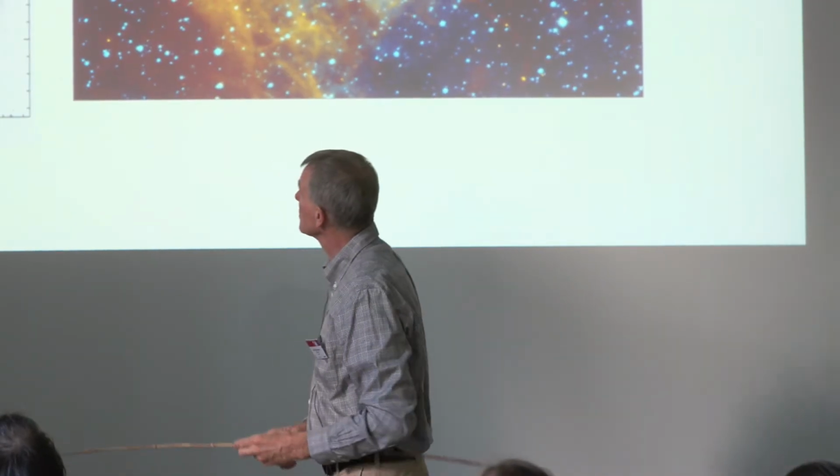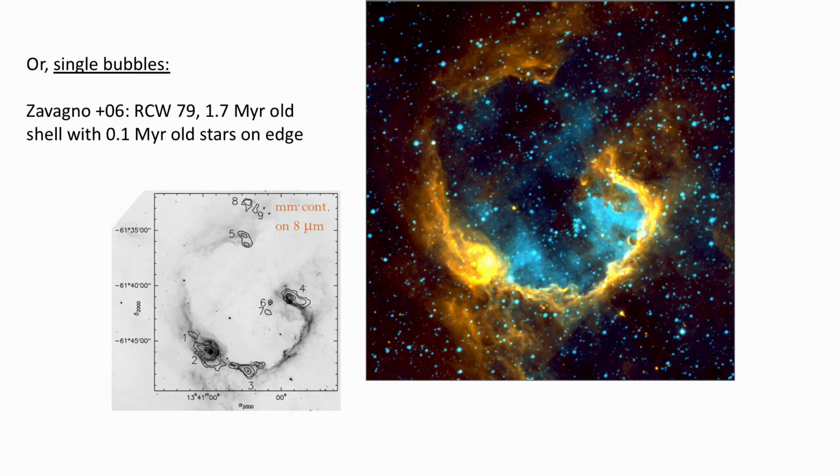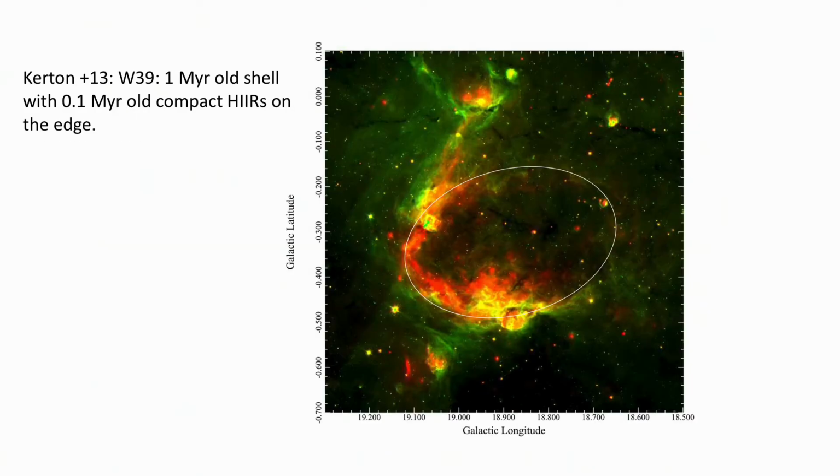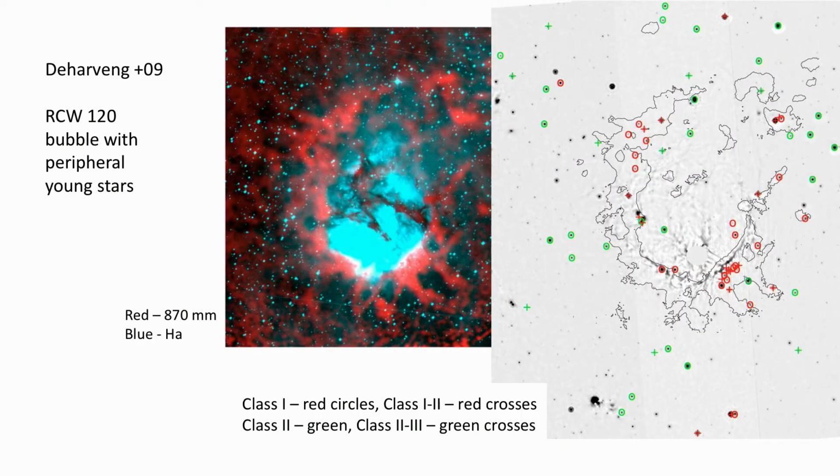Similarly, on small scales, there are many examples of this. Here's a million-year-old core with a 1/10 of a million-year-old region of young stars around the edge. Here's another one. 1 million years, 1/10 of a million years. Here's another, where you see all the young stars around the edge.